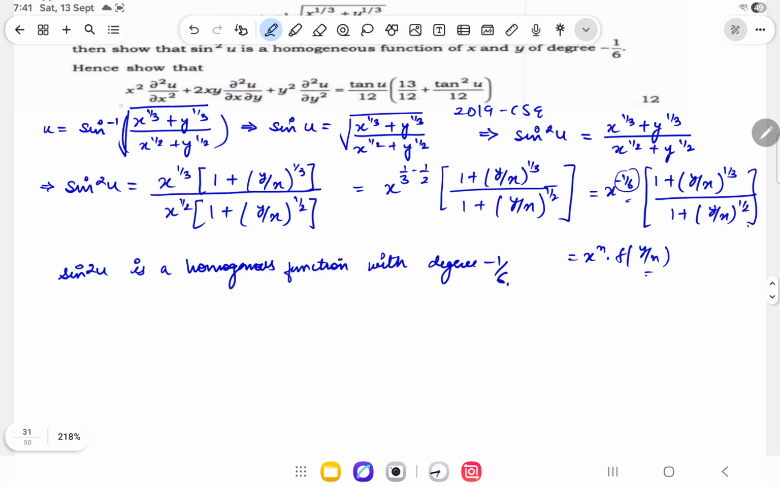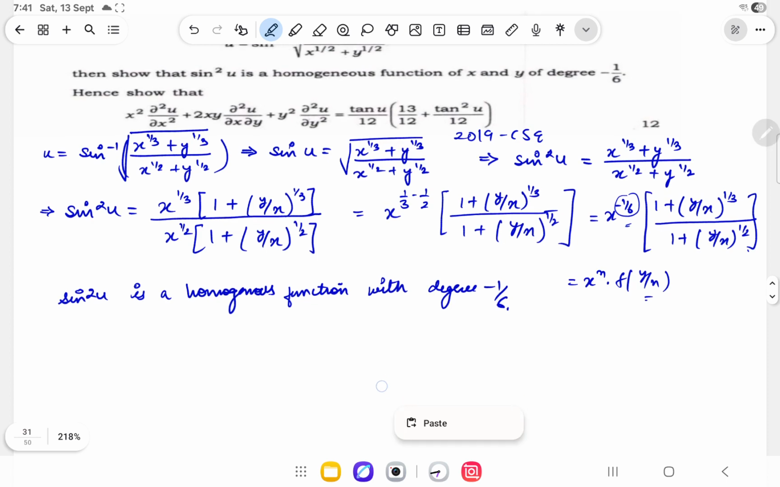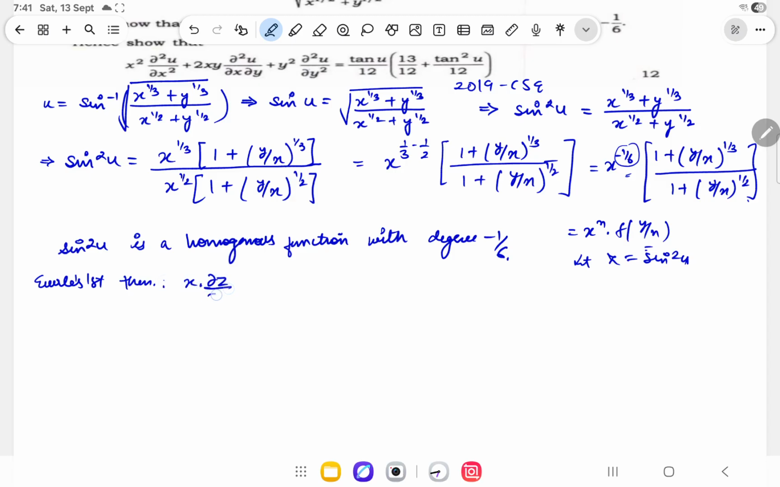Now we are supposed to show that. So it is a homogeneous function, so we can easily use Euler's theorem on this question. So we'll be using Euler's first theorem. First let us assume z as sin²u. So Euler's theorem states that x into del z by del x plus y into del z by del y is equal to nz, and our n is minus 1 by 6, into z.